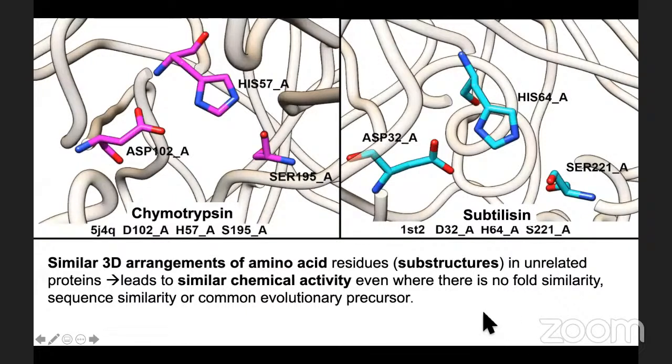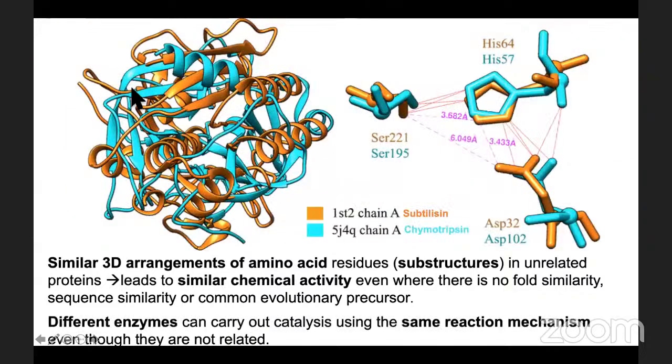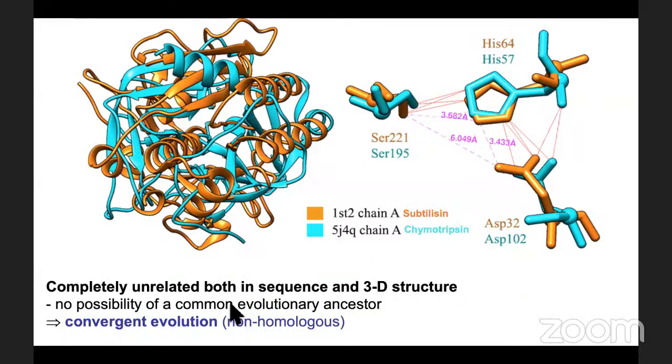So these similar arrangements of amino acids lead to similar chemical activity, even when there is no full similarity. Again, I show that here. You can see that when the two proteins are superposed, they're actually quite different. But the active site residues actually come together quite well. So different enzymes can carry out catalysis using the same reaction mechanism, even though they are not related. So in cases like this, it's possible that it is an example of convergent evolution.